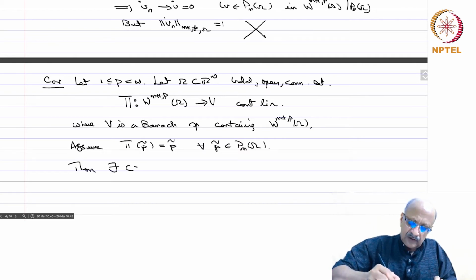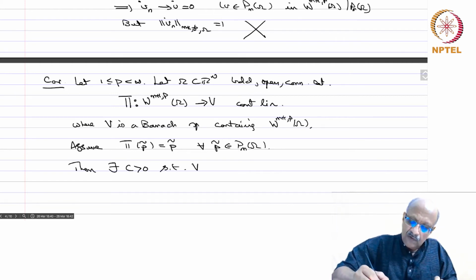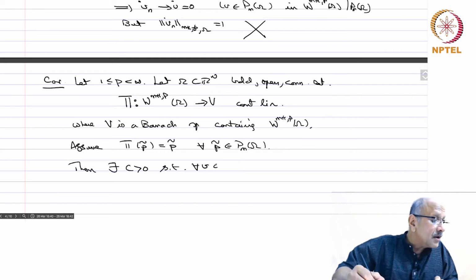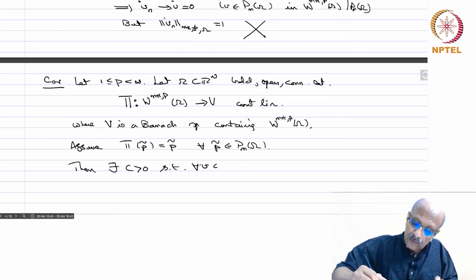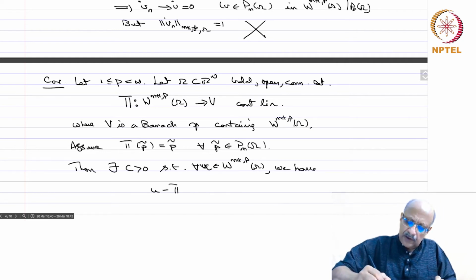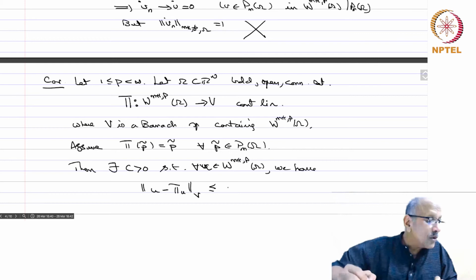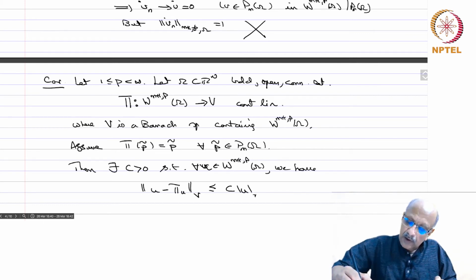there exists a constant C which is positive, such that for every U in W m plus 1, p, omega, we have the norm of U minus pi of U in V is less than or equal to C times mod U in m plus 1, p, omega.